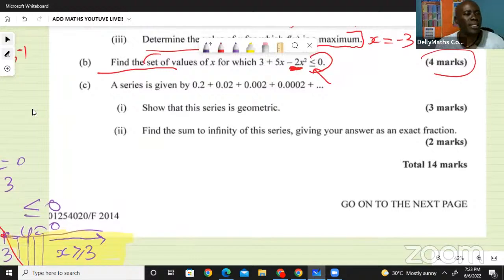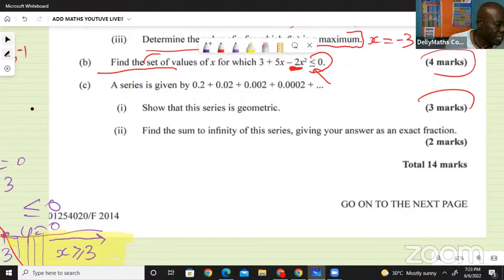All right. The C part says a series is given by 0.2 plus 0.02 plus 0.002 plus, and so on. So we're saying that we have a certain series and this is how it looks. We have 3 marks here that we want to show, or we want to show that this is a geometric series.